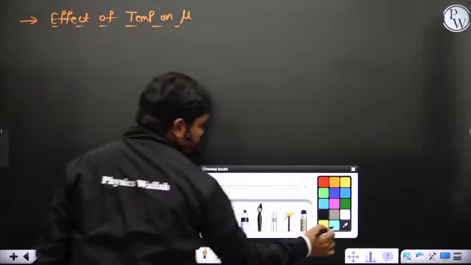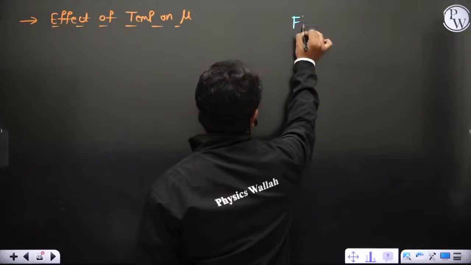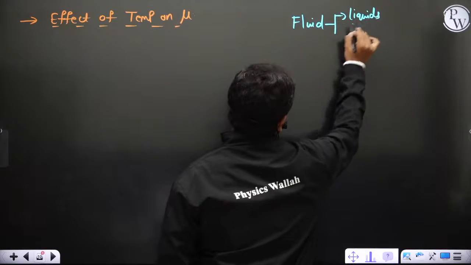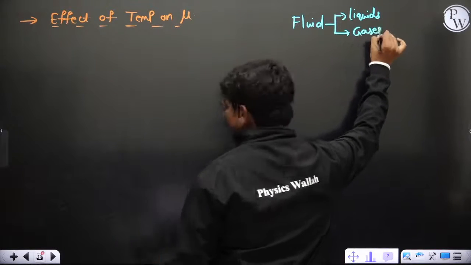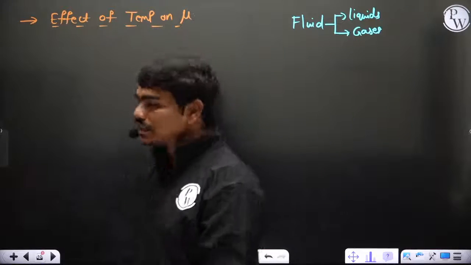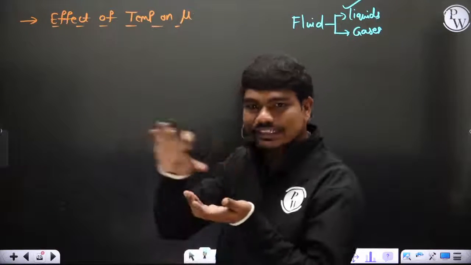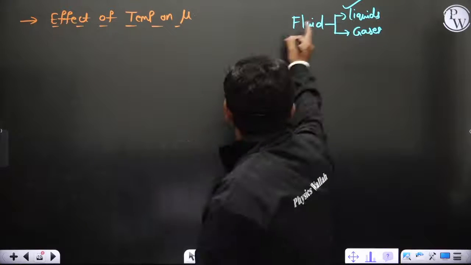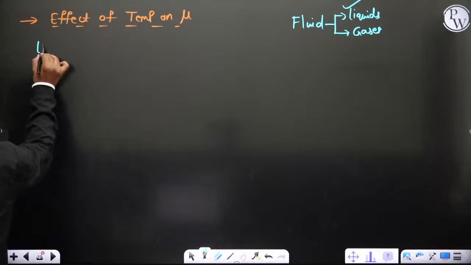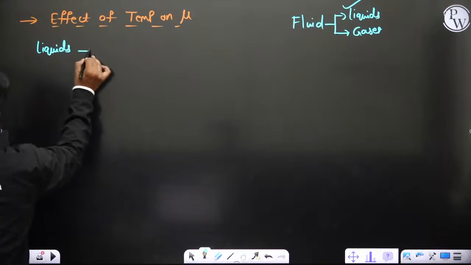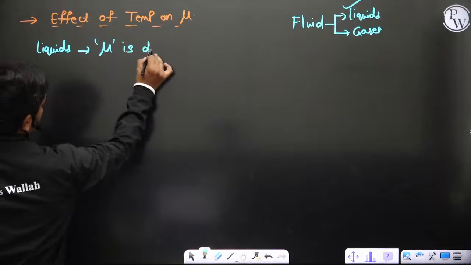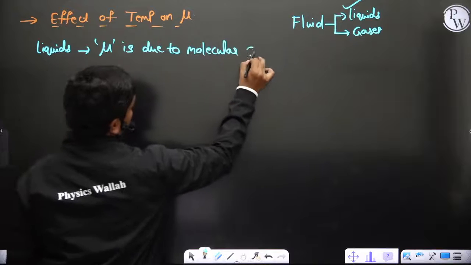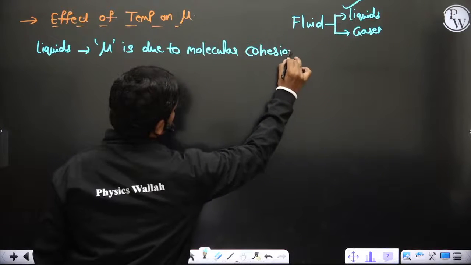Okay, now let us see, normally if you say fluid, it can be of two types in general, liquids and also gases. Now whatever understandings I have given you, cohesion and all these things, that's for liquids, because I have taken different layers of fluid. This layer splitting you can generally do in case of liquids. So in case of liquids, mu is due to, you have seen, molecular cohesion obviously.